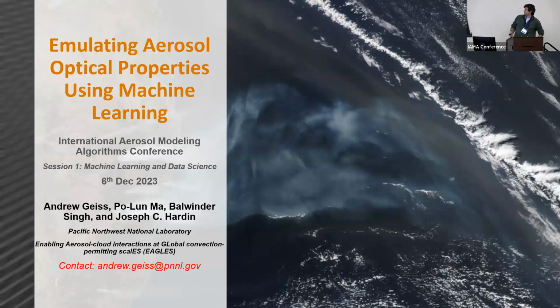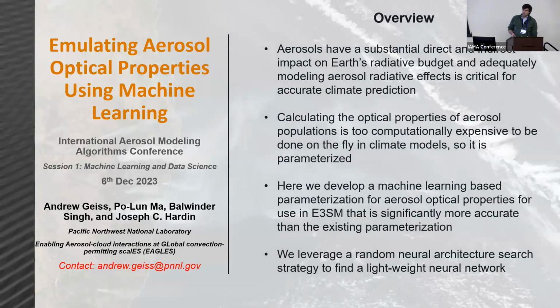All right, so I'm Andrew Geiss. I'm a data scientist at Pacific Northwest National Laboratory. This is some work I've been doing as part of the EAGLES project, which was that acronym down at the bottom of the slide there, trying to develop a new machine learning-based parameterization for aerosol optical properties for use in E3SM, which is the Department of Energy's climate model.